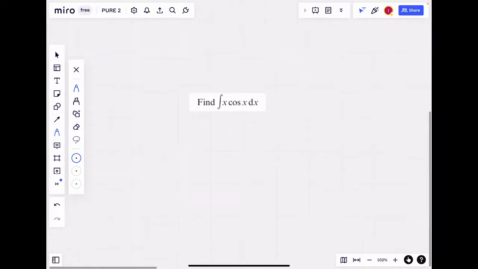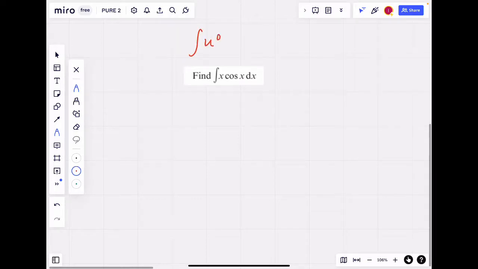Let's have a look at a question in practice. So in this case, you have x cos x. Now, we said the start of the formula was u dv by dx, right? And then you have the rest. So this x is your u, and cos x is your dv by dx.